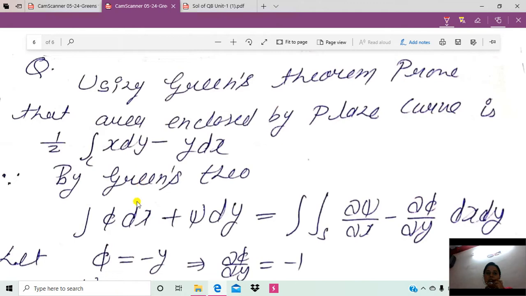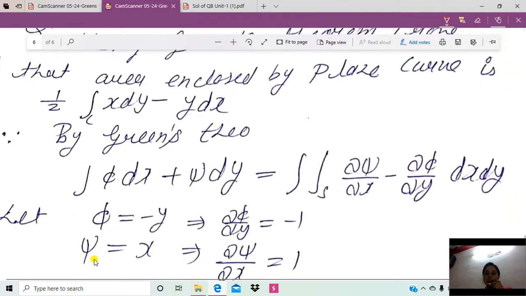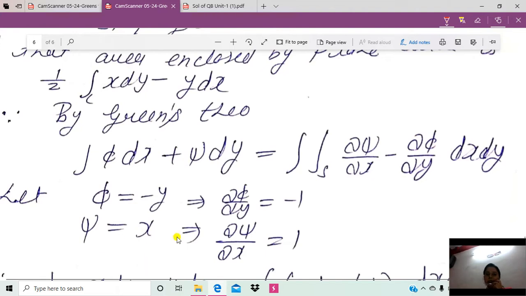And when we equate this with the left hand side, the value of phi will be, as we can see, phi is the coefficient of dx, therefore the value of phi will be minus y, whereas the value of psi will be x. For this question we have to put phi equal to minus y and psi equal to x. When we differentiate psi with respect to x, the value of del psi by del x will be 1, and when phi is differentiated with respect to y, the value of del phi by del y will be minus 1.